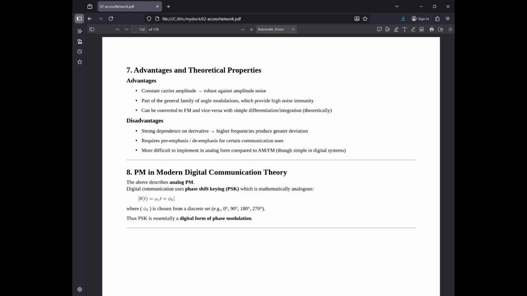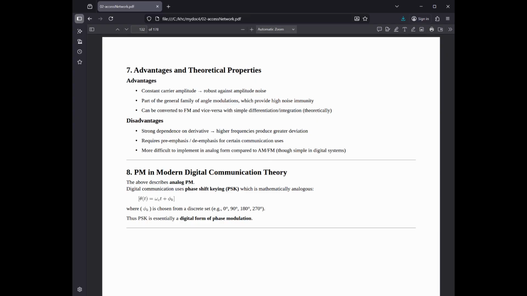Summary table, comparison. Feature: modulation index, beta. PM: depends on amplitude, yes; depends on frequency, no; physical unit, radians; effect of doubling the frequency, no change. FM: depends on amplitude, yes; depends on frequency, yes, inversely; physical unit, dimensionless ratio; effect of doubling the frequency, β is halved.